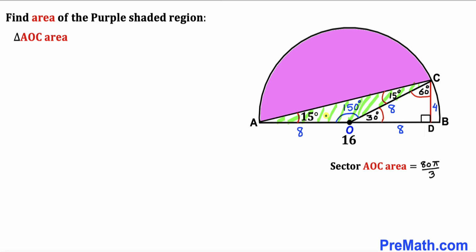Now we are going to calculate the area of this triangle AOC. Let's recall the area of a triangle formula. Area equals a half times base times height. In our case, the base of this triangle is 8 units, whereas the height CD is 4 units. So the area of this triangle AOC is going to be a half times our base 8 times our height 4. If we simplify everything, that is going to give us 16 square units. So the area of this triangle AOC turns out to be 16.